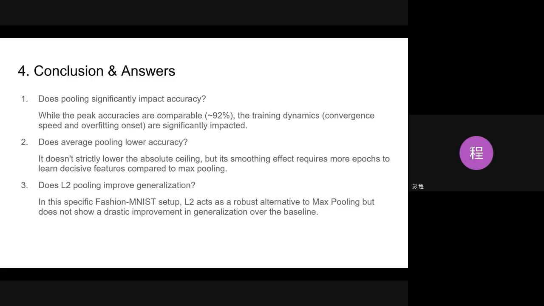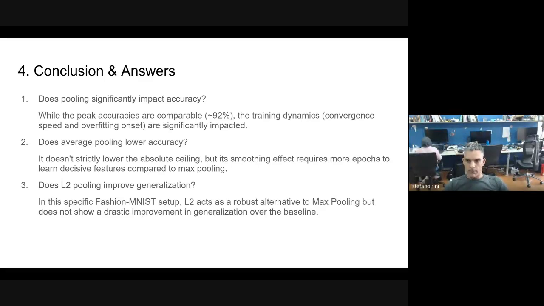And for the second question, does average pooling lower accuracy? From my experiments, it doesn't strictly lower the absolute ceiling, but its smoothing effect requires more epochs to learn compared to other pooling methods. And the third question is, does L2 pooling improve generalization? In our experiment, L2 acts as a robust alternative to max pooling, but does not show a drastic improvement in generalization. Okay, next page.